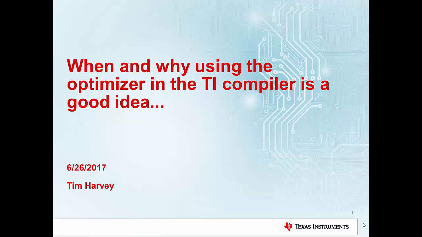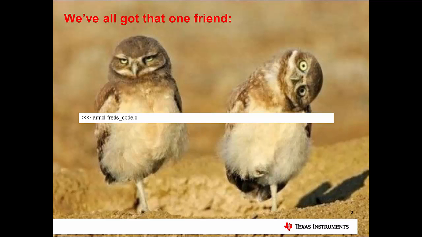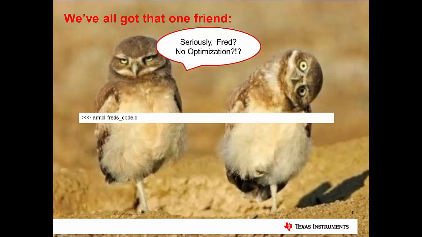a good idea. We all have that one friend. We love him, but really, he could mess up a two-car funeral. Here's our buddy Fred now, compiling his do-it-yourself project. And the first thing we notice, Fred doesn't use optimization when he compiles. So what is Fred doing wrong?